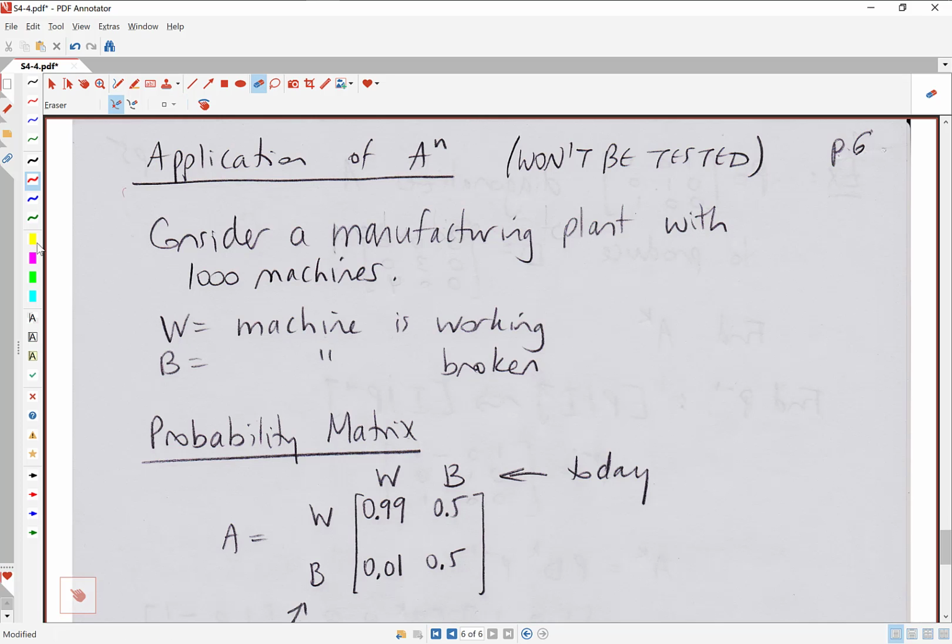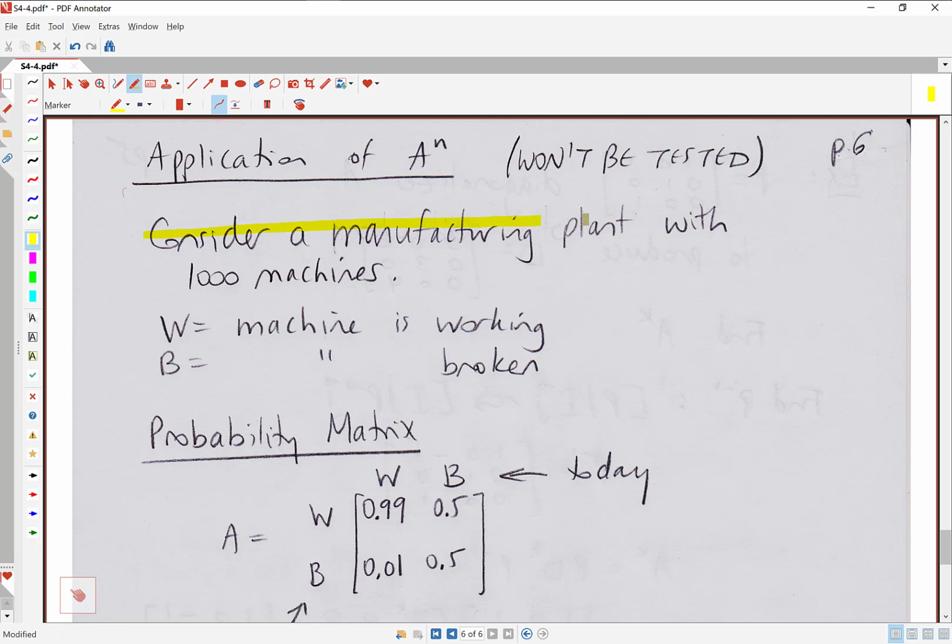So I wanted to take this further into the real world by showing you an application of powers of a matrix. This won't be tested, it's really just to give you a bit more intuition, a bit of insight into how you might actually use this in the future. So we'll just do one example here.